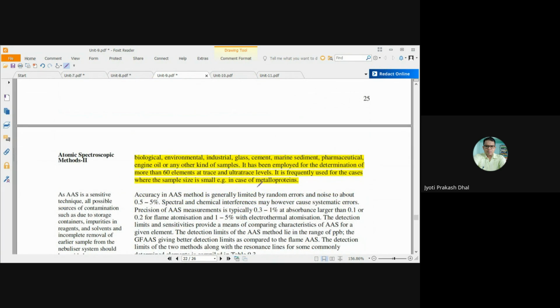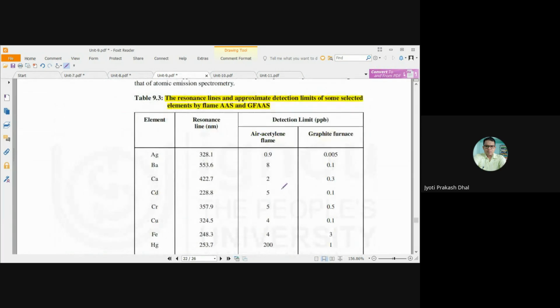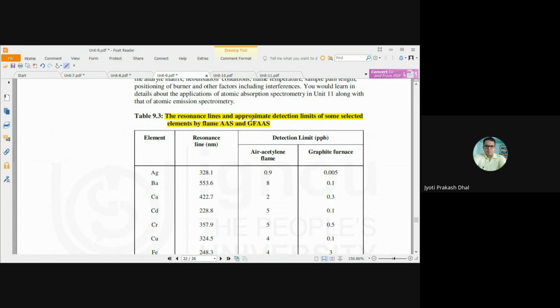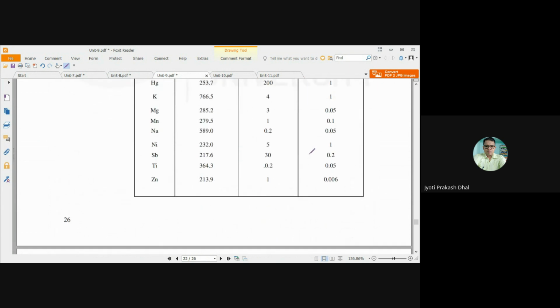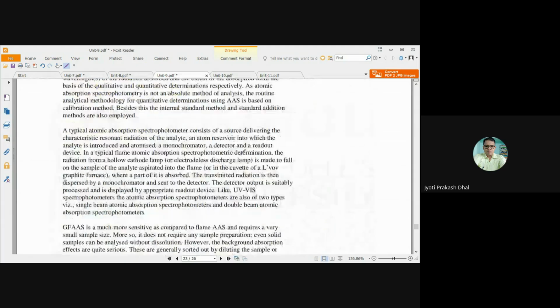It has been employed for the determination of more than 60 elements at trace and ultra trace levels. It is frequently used for cases where the sample size is small and in the case of metalloproteins also. So these are the resonance lines and the approximate detection limits of some elements detected by flame AAS and GFAAS. Both techniques are the same; only here flame is used as the source of excitation, but in GFAAS a graphite furnace is used as the source of excitation. And these are the merits and demerits.